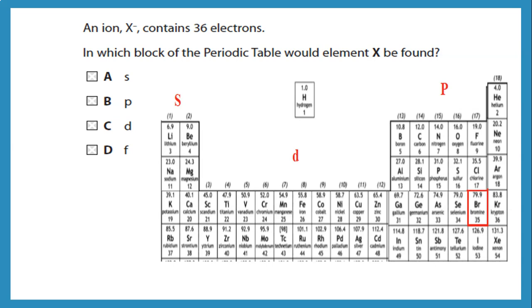Remember that groups 1 and 2 are S block. Transition metals are D block. The non-metals, groups 13 to 18 or group 3 to 8, are P block. So the bromine, which is in group 7, is in the P block.